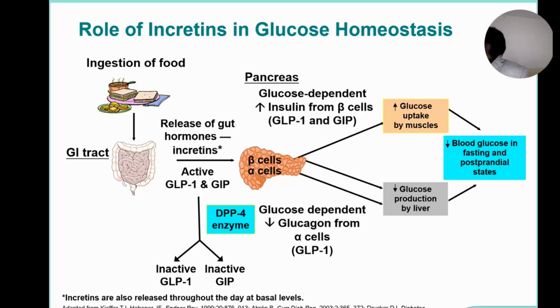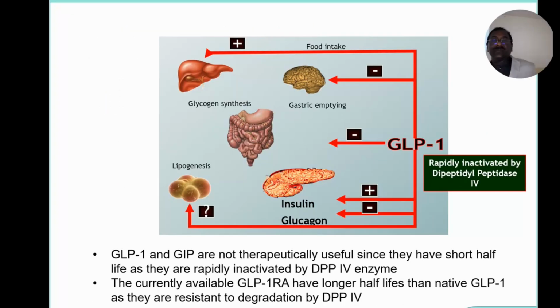Then the pancreas, which cells does it have? Alpha and beta. So alpha cells: glucose-dependent glucagon production, so reduced glucose production by the liver, so blood glucose will be reduced. On the other hand, beta cells increase more insulin, so obviously they reduce blood sugar. See the benefits of these incretin hormones. Am I clear? So these are the advantages of this.